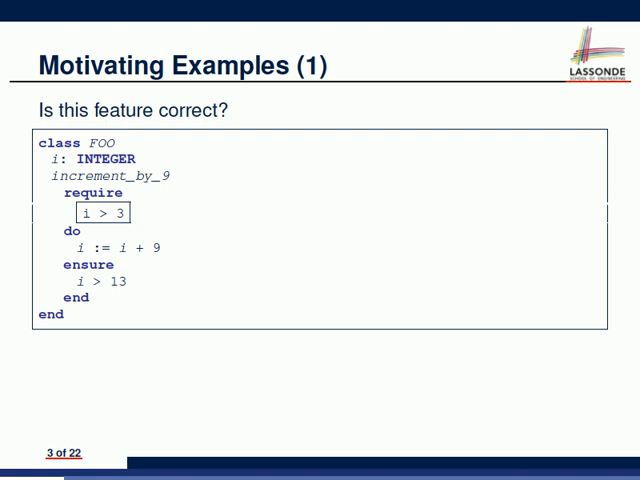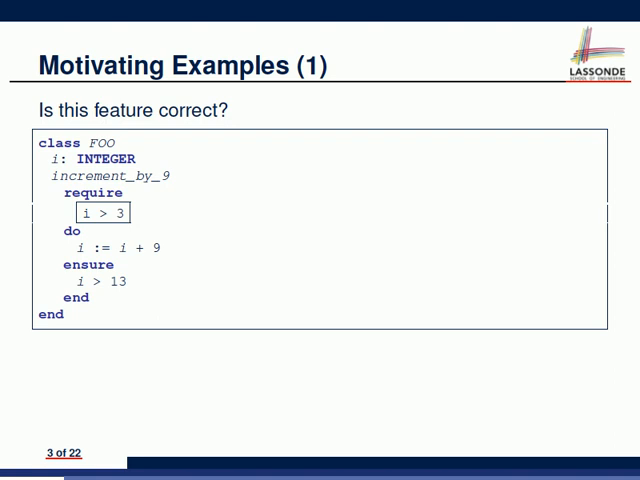So let's think about one case. Let's say the current value of i is simply 4, and I'm trying to call object dot increment by 9. So 4 larger than 3 is simply true. That means I can execute the body of the feature. In that case, i will be incremented from 4 into 13. But 13 does not satisfy the postcondition, right? So that means I run into the postcondition violation as is.